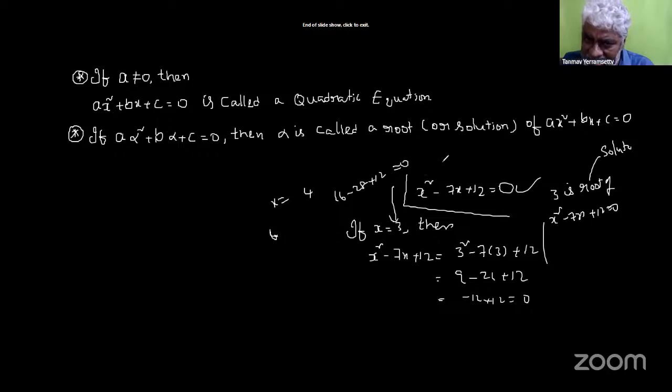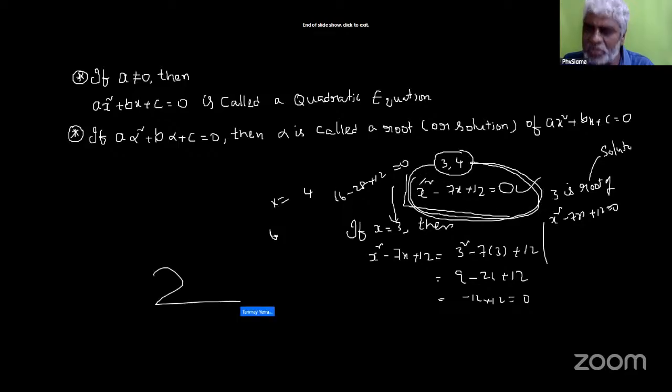So, what does it mean? 3 is the root of this equation. 4 is the root of this equation, right? There can only be two solutions. How many roots are there for this equation? This equation has 2 roots, okay?